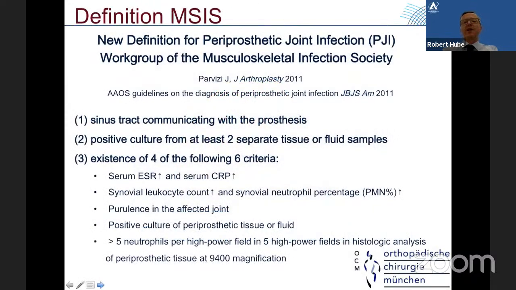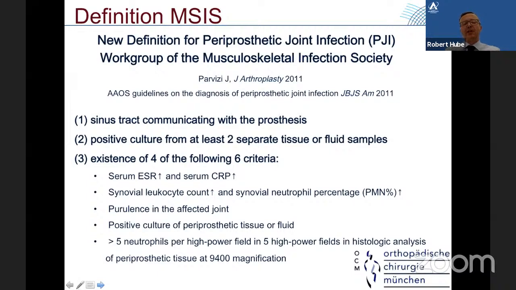And that's why the Parvizi group and others in 2011, that was the beginning of defining periprosthetic joint infections. That was actually the work group of the Musculoskeletal Infection Society. And of course, the major criteria are not the problem. If you have a sinus tract communicating with the prosthesis, once again, soft tissue envelope is gone, it's infected. There's no other way. If you have positive cultures from at least two separate tissue or fluid samples, that may be infected. And if there is the existence of 4 of the following 6 minor criteria, like serum ESR and serum CRP, synovial leukocyte count, purulence of the affected joint, and the others, then it's going to be infected. Is it 100%? No, it's not. But that is the way we go to define an infection and rule it out.